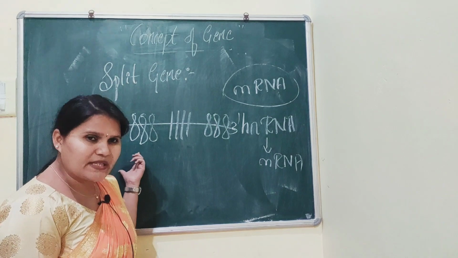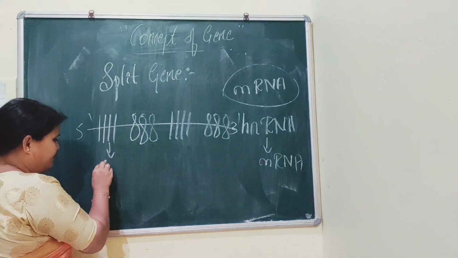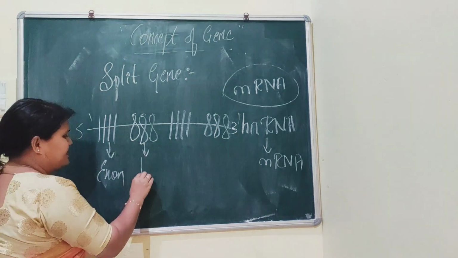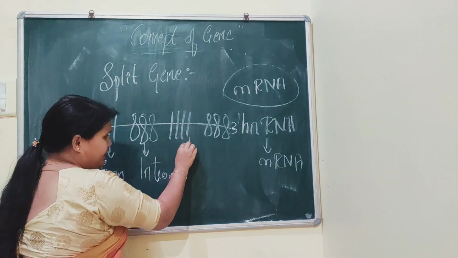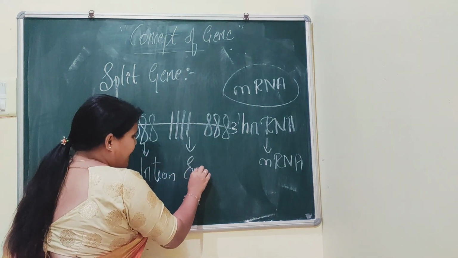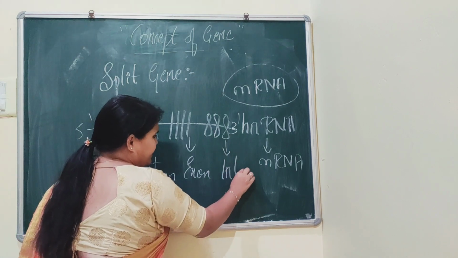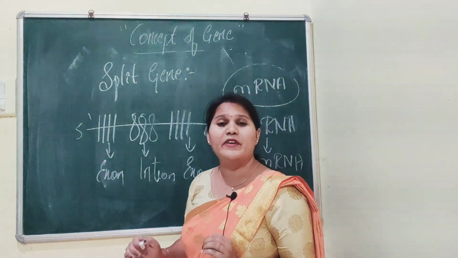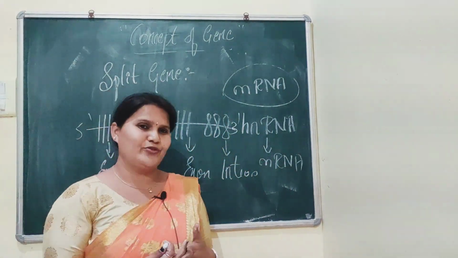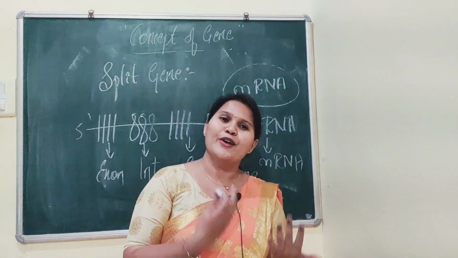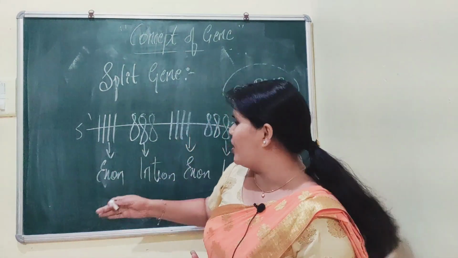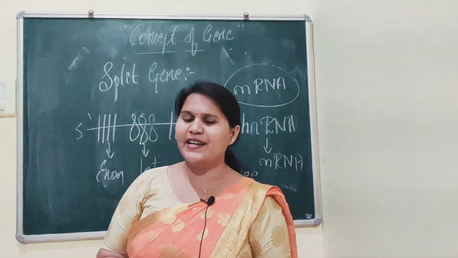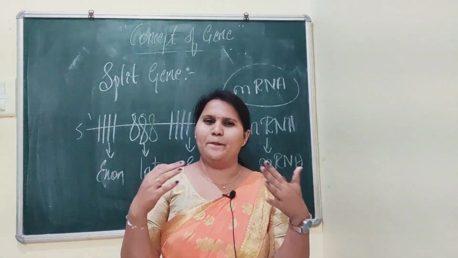So the coding sequence is named as exon, whereas the non-coding sequence is called as the intron. Again, the coding is called the exon and the non-coding sequence is called the intron. So this particular arrangement, which is having the exon, intron, that is coding sequence, non-coding sequence, coding sequence, non-coding sequence, is called the split gene. Clear? It is just like a breakup patch, clear?